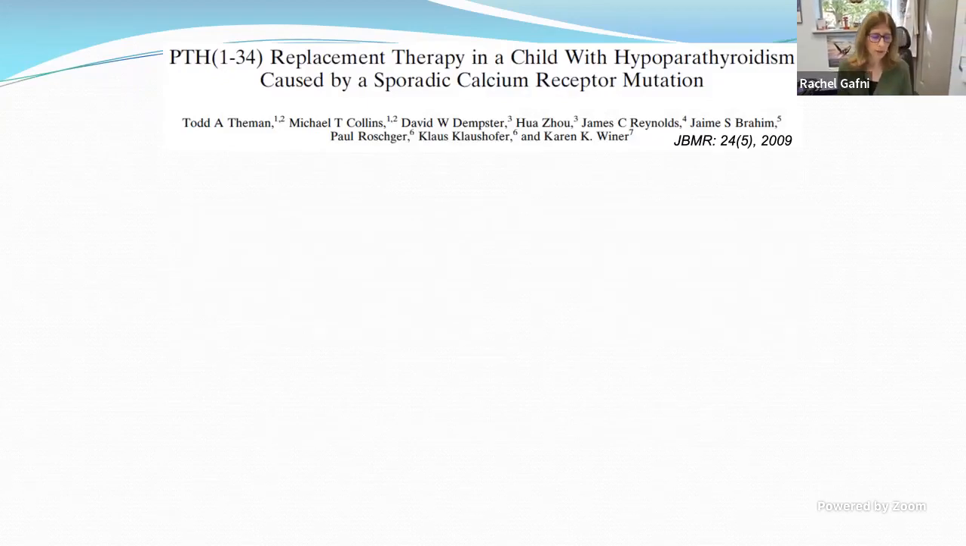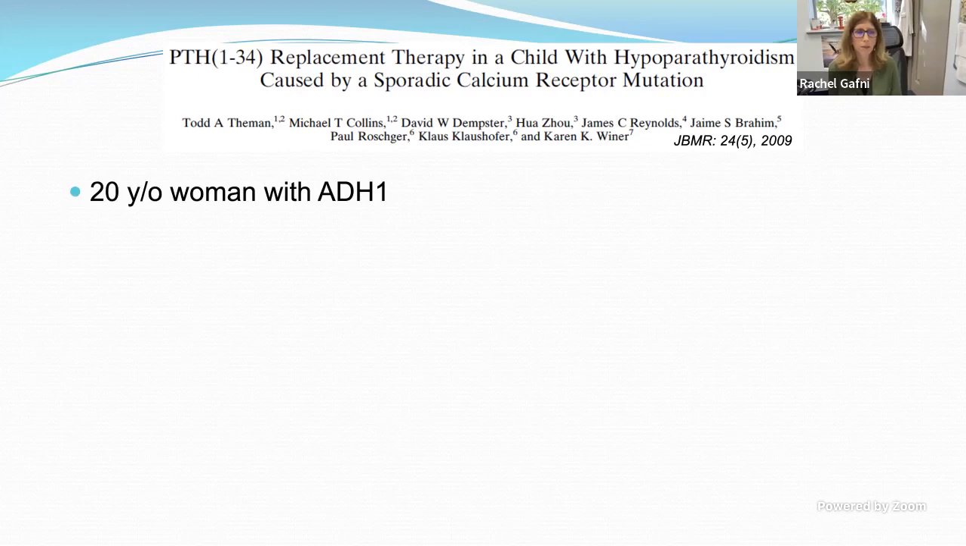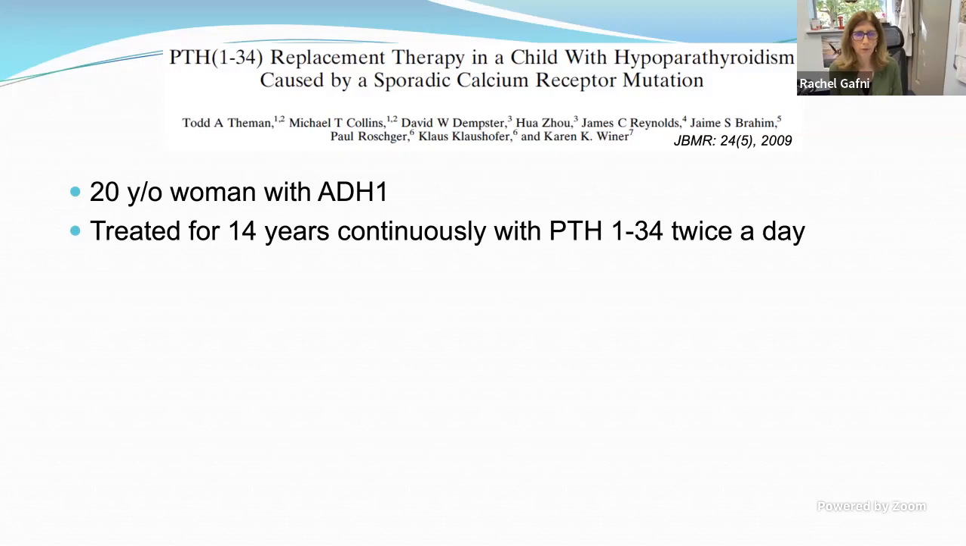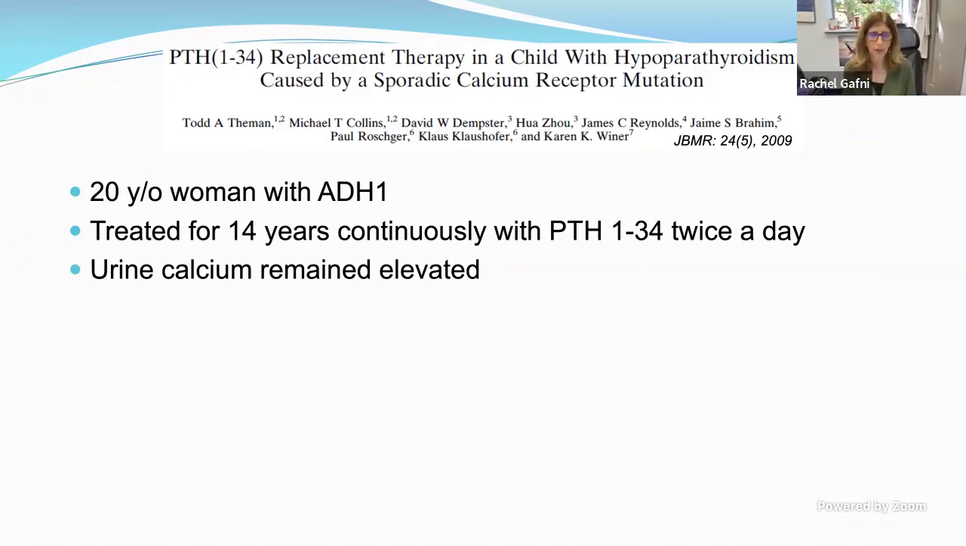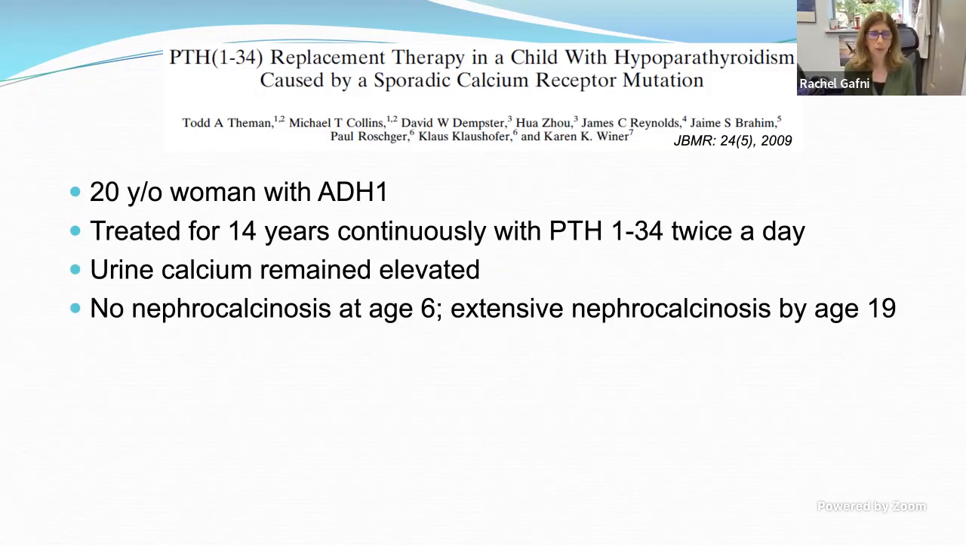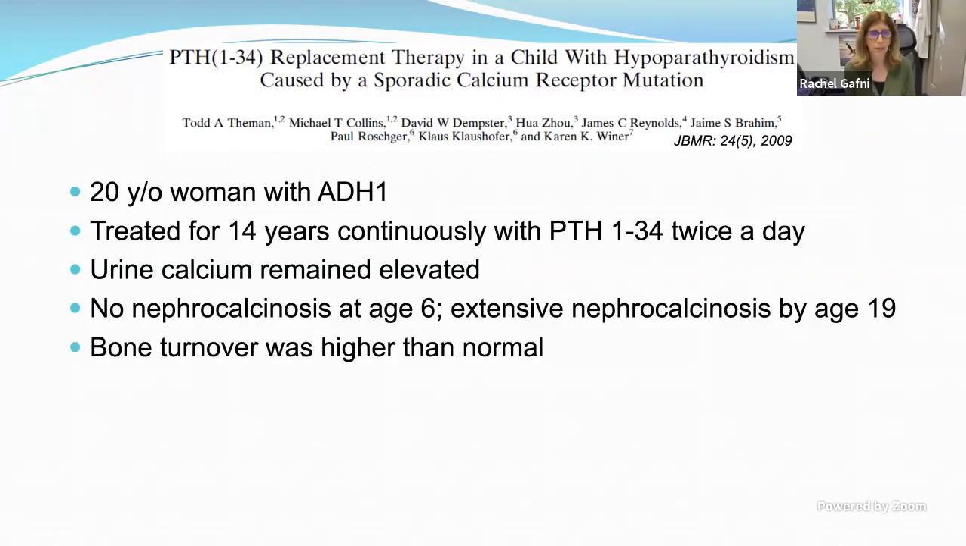Now, the longest experience of a patient with ADH1 receiving PTH 1 to 34 therapy was published here in 2009. This was at that time a 20-year-old woman with ADH1 who was treated for 14 years continuously with twice daily injections of PTH 1 to 34. And despite this treatment, her urine calcium remained elevated. And while she didn't have nephrocalcinosis when she was a young child, she still developed extensive calcium deposits in her kidney by age 19, despite being on PTH therapy.